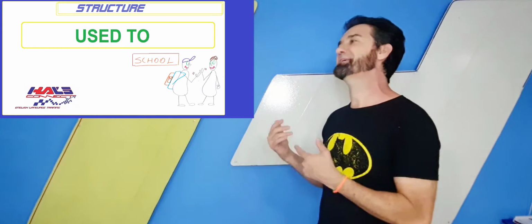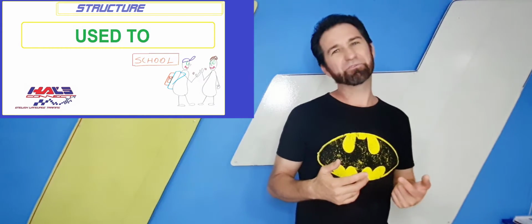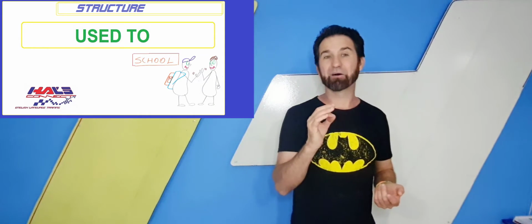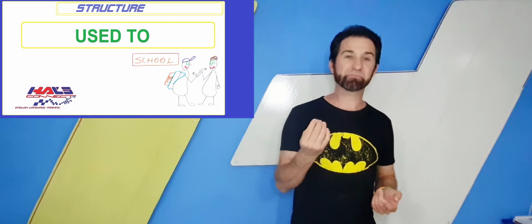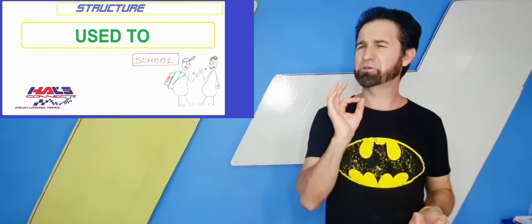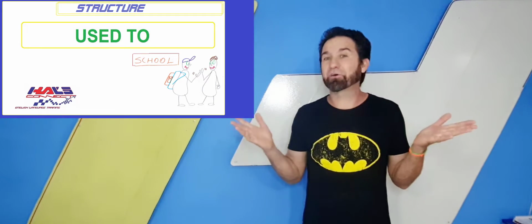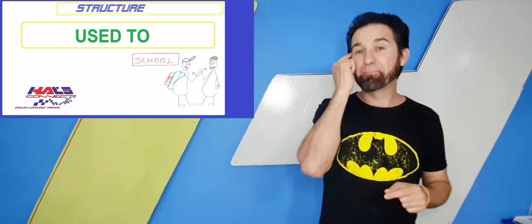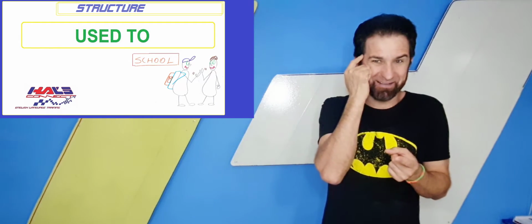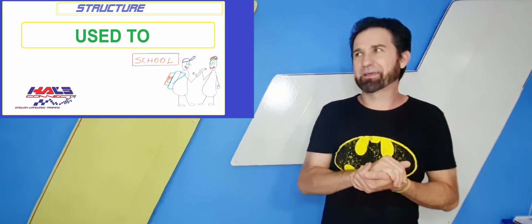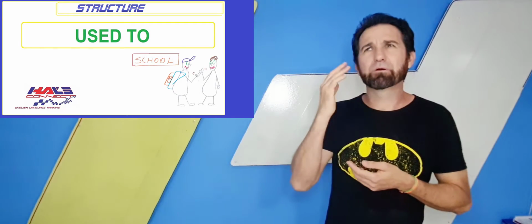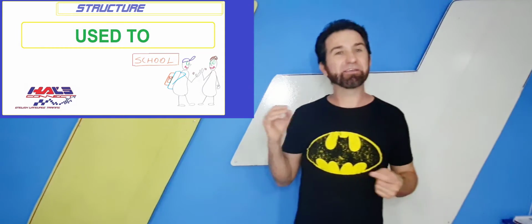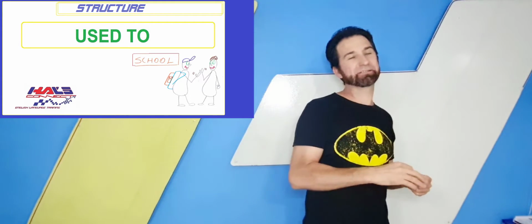I used to run long distances in the past, but today I don't do it anymore. So used to is a very nice way to talk about your past habits or past experiences. And what is good about used to is that you don't need to conjugate. You don't need to remember the past tense of the verbs, for example, the irregular verbs. Like I go, what is the past of go? Went. I went to school when I was a child. You say, I used to go to school when I was a child.